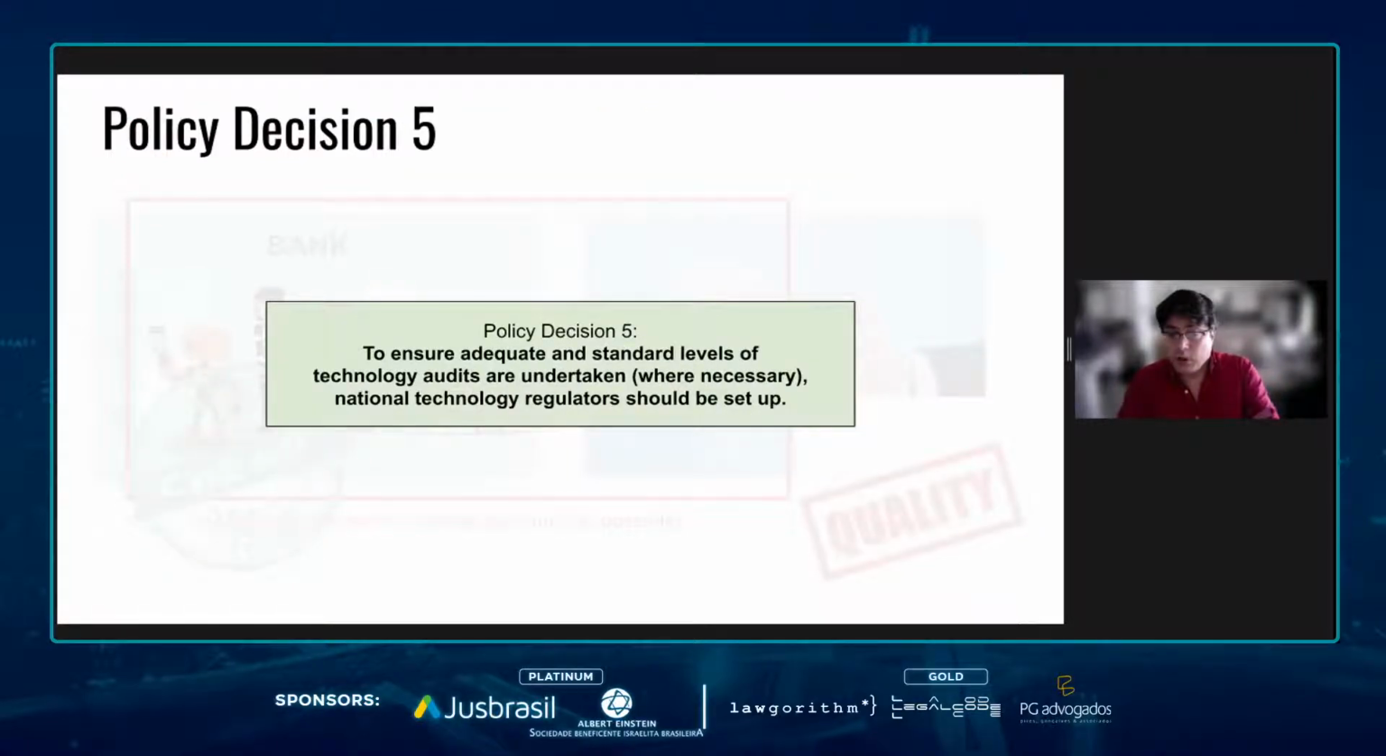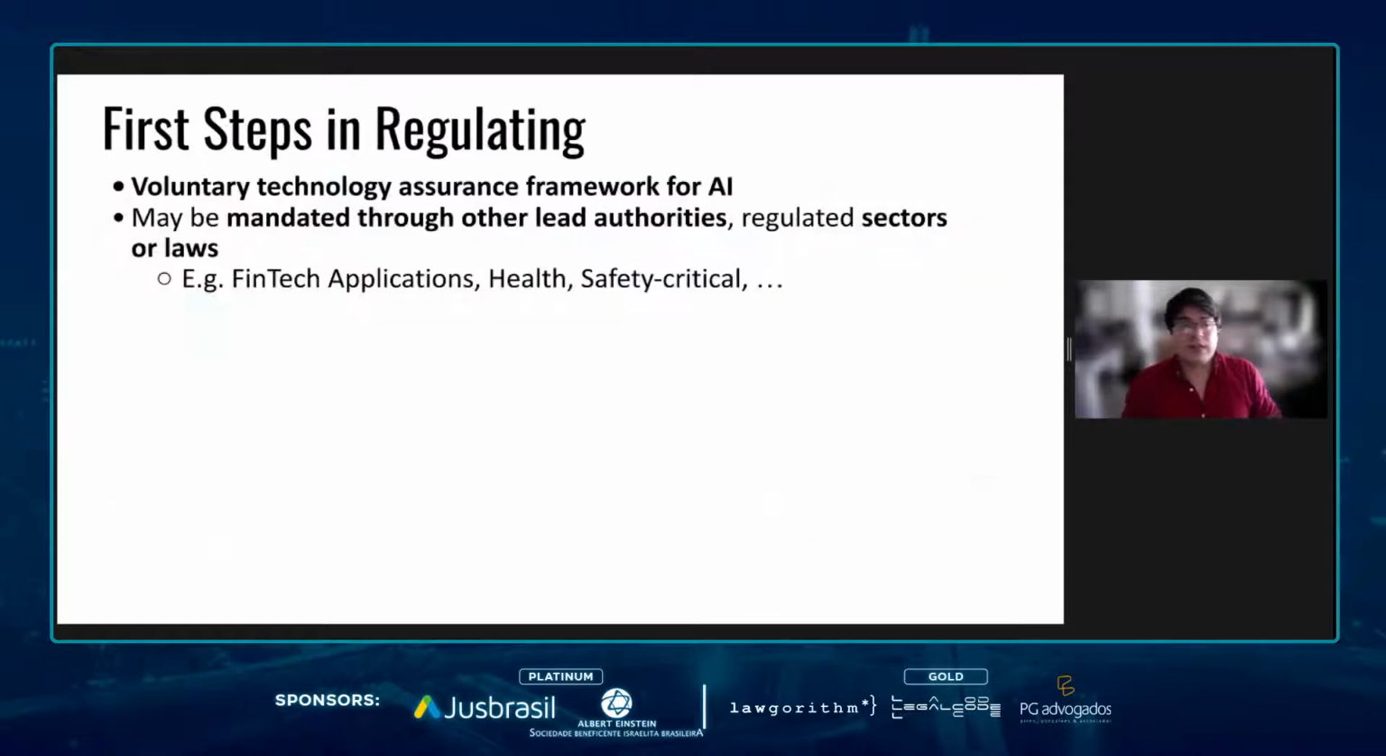And the fifth policy decision was, in order to assure these levels of standards and audits undertaken, a national technology regulator was set up. And that is what the Malta Digital Innovation Authority became, which is the authority responsible for the levels of assurances, audits, and standards which are undertaken. So the first step in regulating when we created this framework was to create a voluntary regulatory framework, where if you wanted to undertake certification and have your system audited, you could.